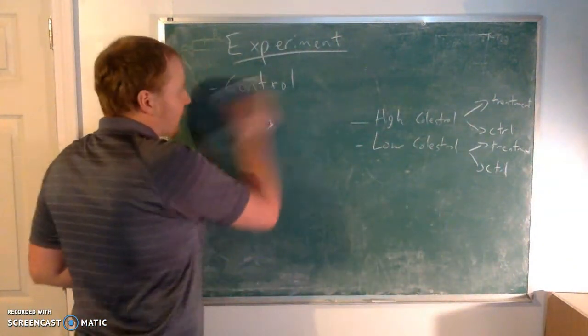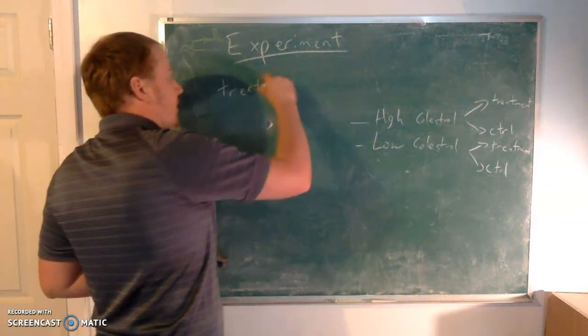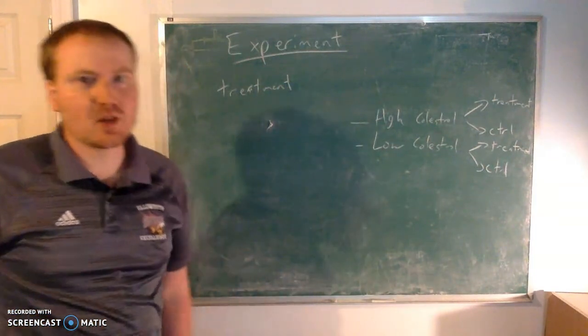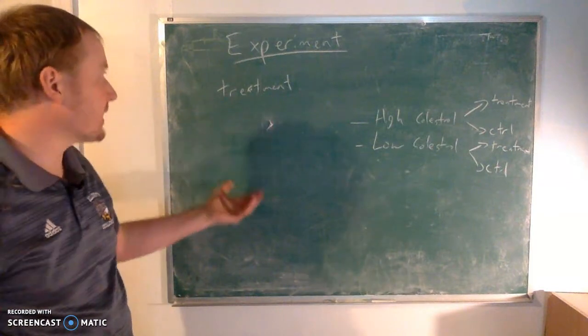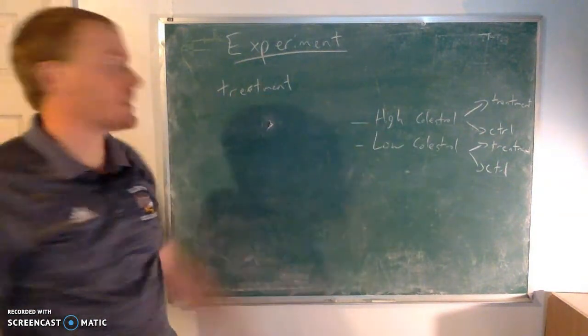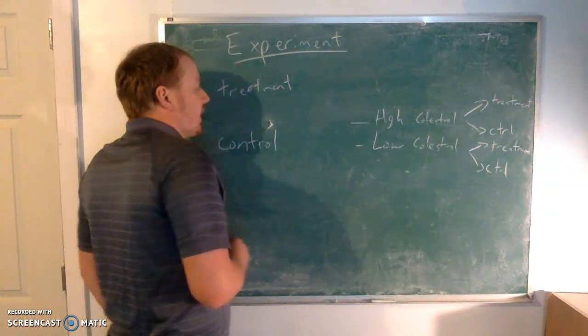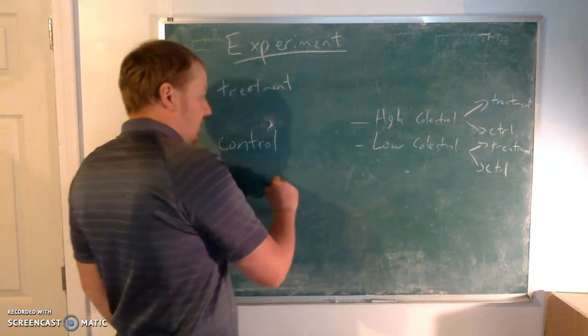So if we designate our two groups like that, your treatment group is exactly that. They get some sort of treatment. The treatment group in a drug study would get the actual drug you're testing. And then a control group would not. However, the control group would usually get something we call a placebo.